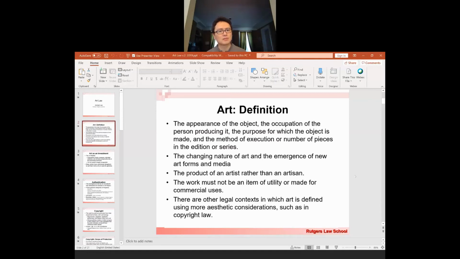The work must not be an item of utility or made for commercial uses. So that means the art is purely produced for aesthetic purposes, not just for selling something.